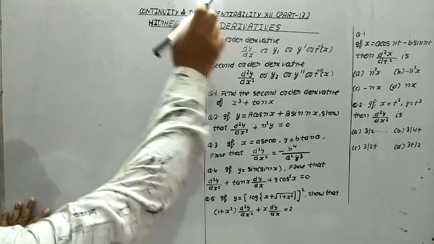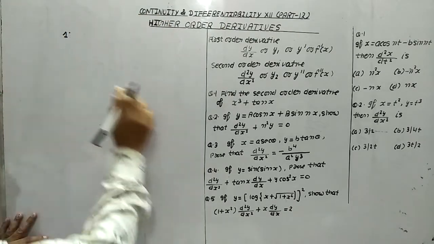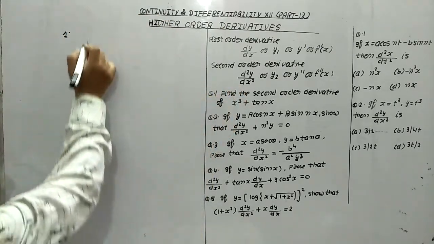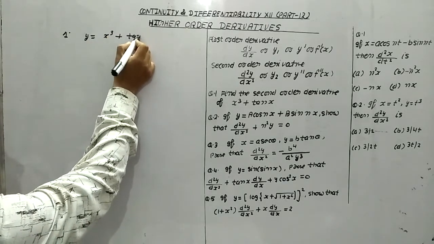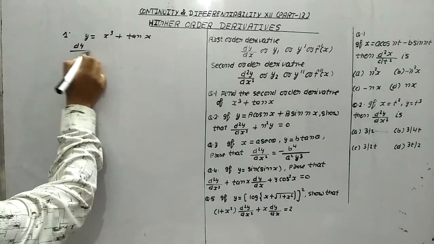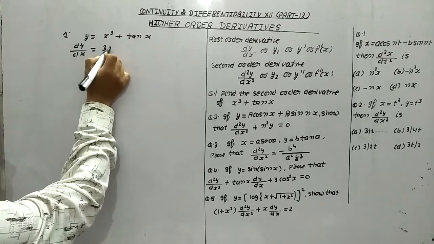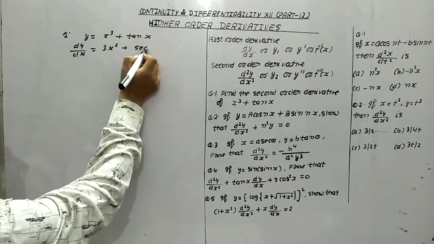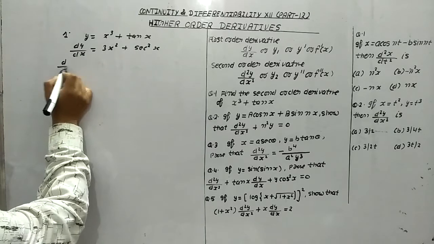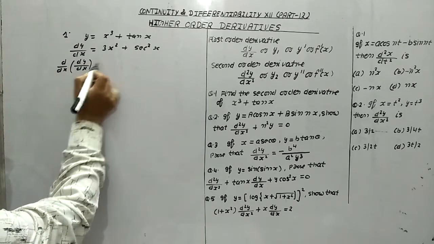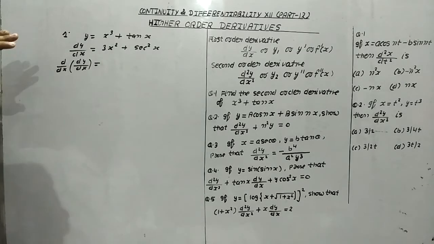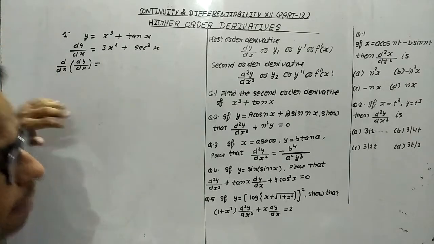Now let's start with question number 1. In question number 1 we have to find the second order derivative. So first of all, y is equal to x cube plus tan x. Now differentiating the first time, dy by dx is equal to 3x square plus sec square x. Now for the second order derivative, again differentiate with respect to x. I am just showing this, but the direct meaning is d2y by dx square.